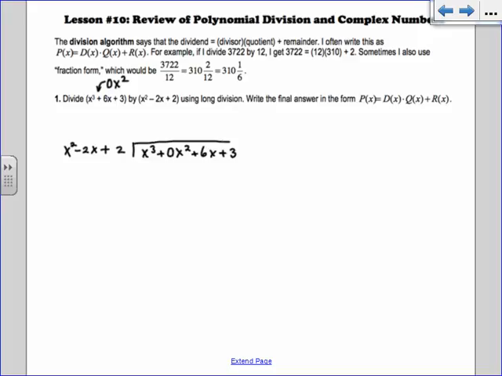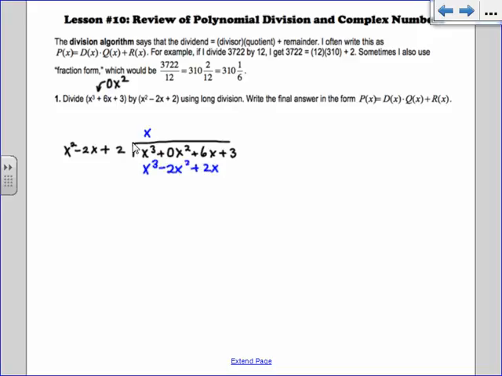All right, so what I always tell you is to look at the very first item, the x squared. And what you say is how many times or what do I multiply x squared by in order to get the x cubed? So x squared times what gives me x cubed? X. So I put an x on the very top. Okay, so then I take the x and I multiply by all three things in the divisor. So when I do x times x squared, I get the x cubed that I wanted. X times negative 2x is negative 2x squared. X times 2 is 2x.